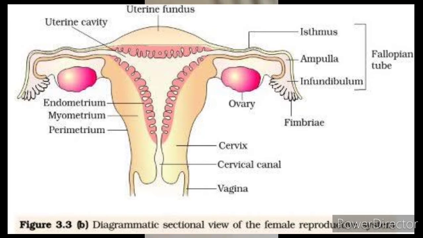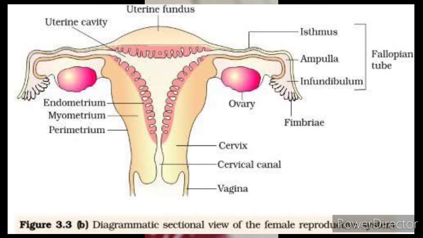Female reproductive system. The female reproductive system consists of a pair of ovaries, a pair of oviducts, uterus, cervix, vagina and the external genitalia located in the pelvic region. Ovaries are the primary female sex organs that produce the female gamete, ovum, and several steroid hormones, that is ovarian hormones. The ovaries are located one on each side of the lower abdomen, as you can see in the diagram.